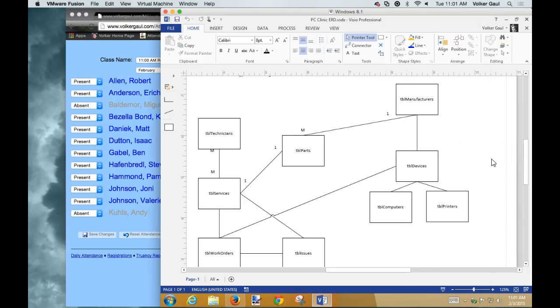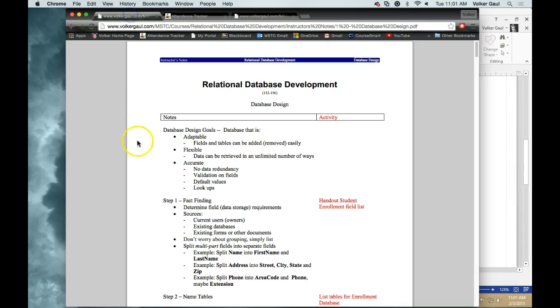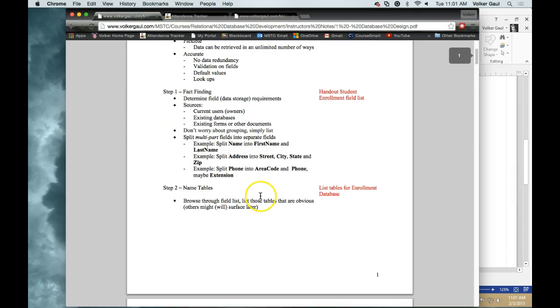Last time we were working on step 2 of my database design process. Remember that process looks a little like this. In step 1, we do the fact finding, we get a field list. We got that from Lyle, and then we modified it. Took a look at it, said here's some of the pieces that might be missing.